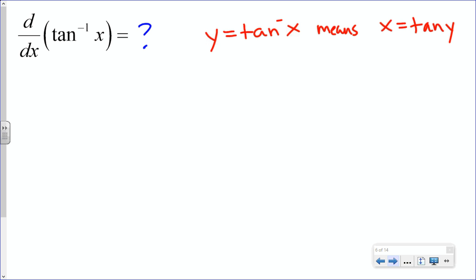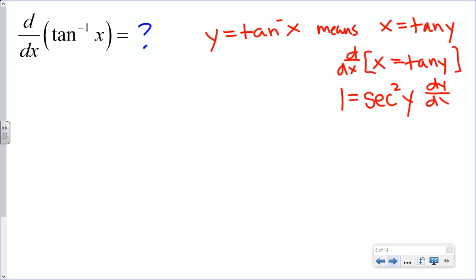Okay. So let's take the derivative of x equals tangent y with respect to x. All right. So what's the derivative of x? What's the derivative of tangent y? Secant squared y dy dx. Okay. Well, we want to solve for dy dx. So we have 1 over secant squared y.